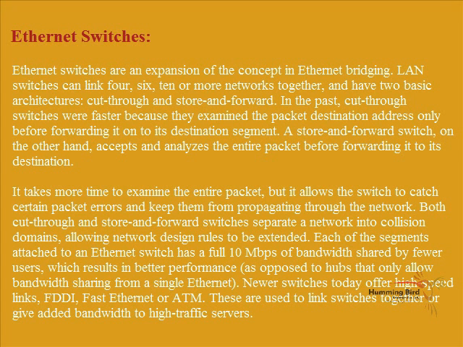It takes more time to examine the entire packet, but it allows the switch to catch certain packet errors and keep them from propagating through the network. Both cut through and store and forward switches separate a network into collision domains, allowing network design rules to be extended. Each of the segments attached to an Ethernet switch has a full 10 Mbps of bandwidth shared by fewer users, which results in better performance. Newer switches today offer high speed links: FDDI, fast Ethernet or ATM.